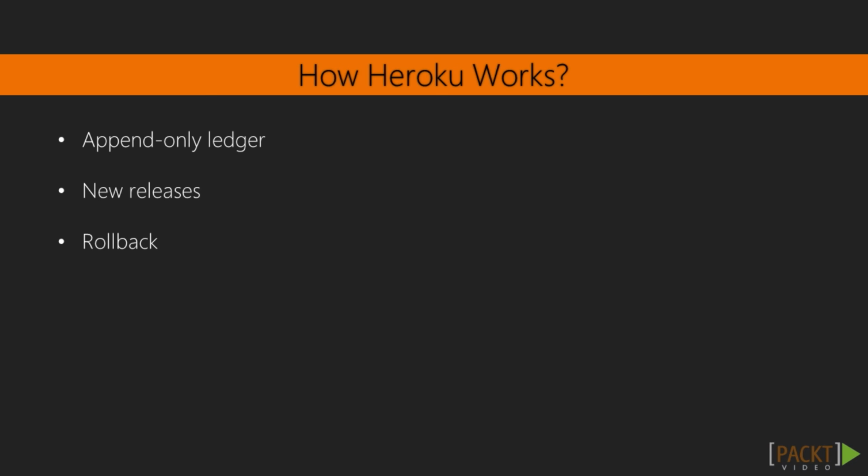Releases are an append-only ledger of slugs and config vars. Each time you make a change or deploy, a new release is created and loaded on the dyno. Releases allow you to roll back to an old version, for example, if the latest deploy broke the application.